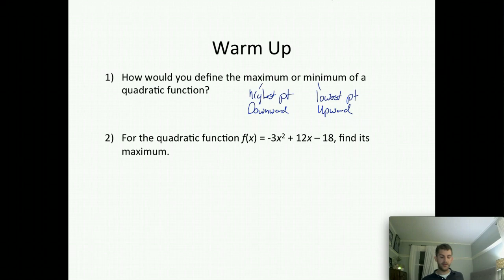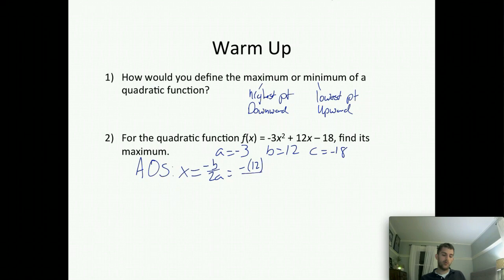The next it says for the quadratic function f of x equals negative 3x squared plus 12x minus 18, find its maximum. So let's just start by finding its axis of symmetry. So again, a in this case is negative 3, b is 12, and c is negative 18. So to find our axis of symmetry, we use that x equals negative b over 2a. So we got negative, our b value in this case is 12, over 2 times negative 3.